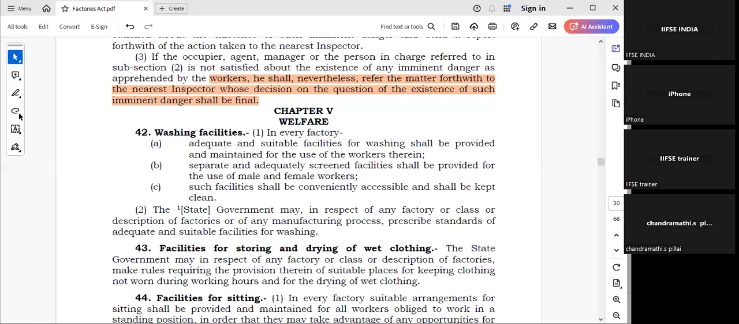Okay, that is about the rights of the workers. Now we are getting into chapter 5, which is welfare. I think after this we don't have many important chapters, so we can run faster.